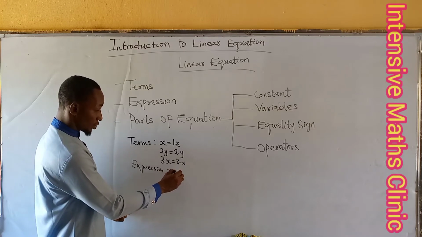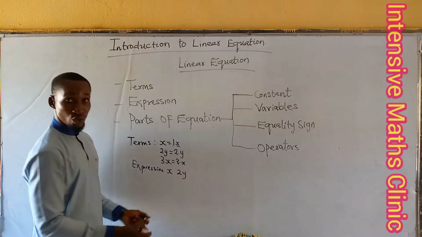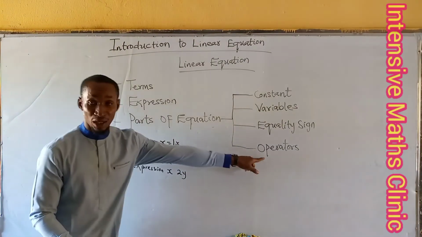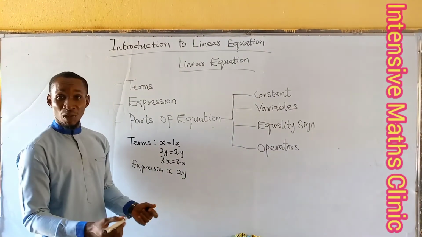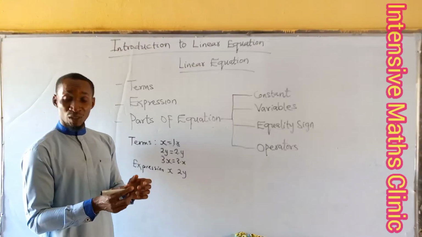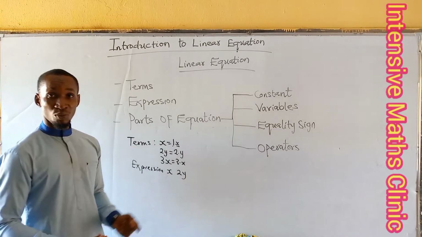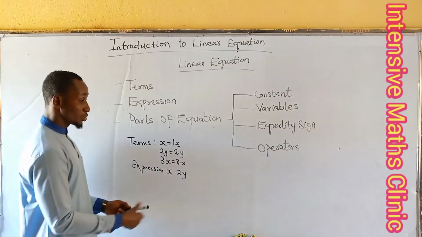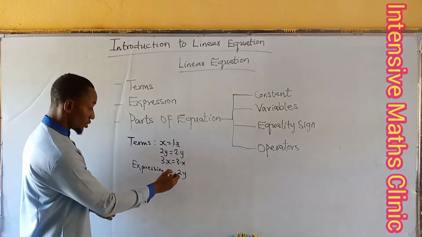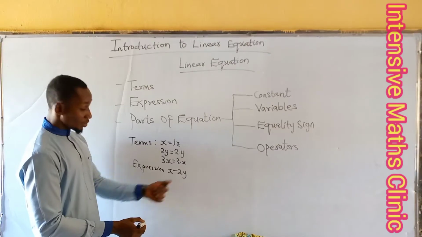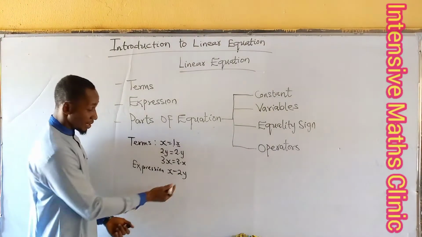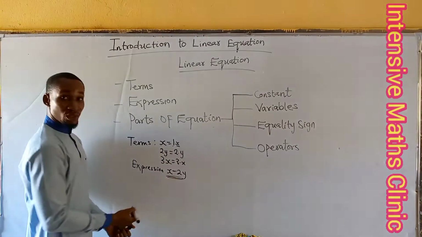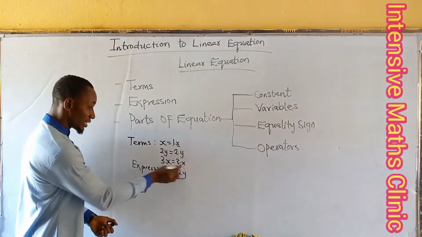and 2y. So we are going to use one of the parts of the equation, the operator here. Mathematics has 4 basic operators, which are what? Addition, subtraction, multiplication, and division. But here we are going to choose either addition or subtraction. If we choose subtraction, that means minus comes in here, and this forms what? An expression. This is what they call an expression in mathematics.